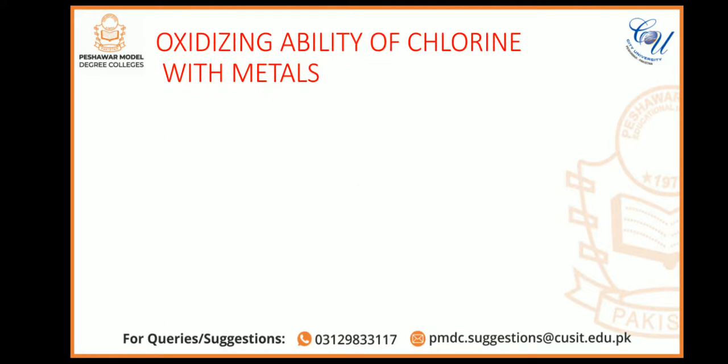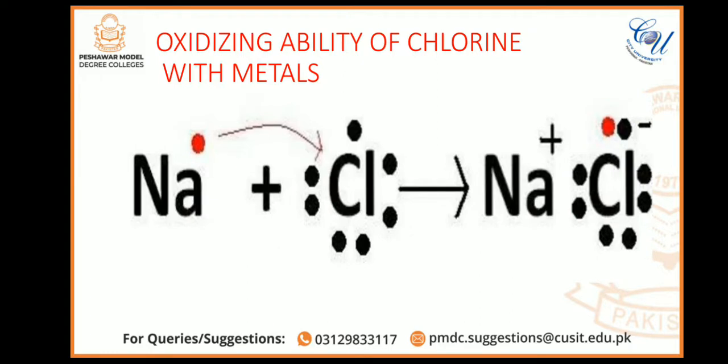So here we will discuss the oxidizing ability of chlorine with metals. When halogens combine with a metal, they normally act as oxidizing agents. So here in the given reaction, when chlorine combines with a metal like sodium, it accepts an electron from it, forming an ionic compound and acts as an oxidizing agent.